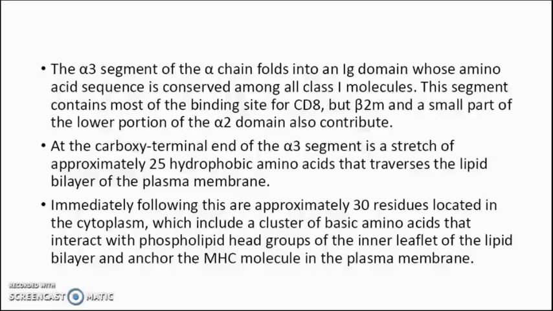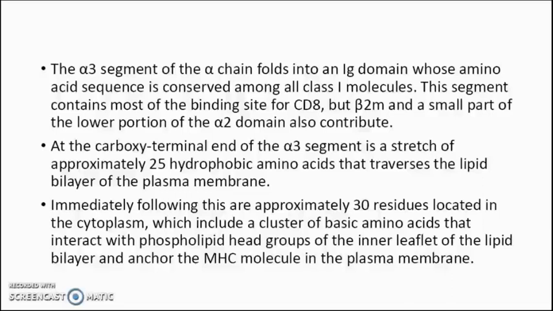The alpha 3 segment of the alpha chain folds into an immunoglobulin domain whose amino acid sequence is conserved among all class 1 molecules. This segment contains most of the binding site for CD8, but beta 2 microglobulin and a small part of the lower portion of the alpha 2 domain also contribute. At the carboxyl terminal end of the alpha 3 segment is a stretch of approximately 25 hydrophobic amino acids that traverse the lipid bilayer of the plasma membrane.